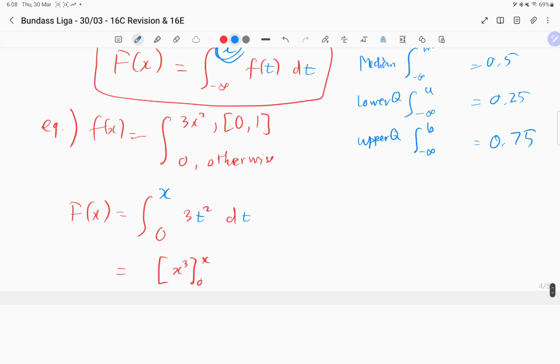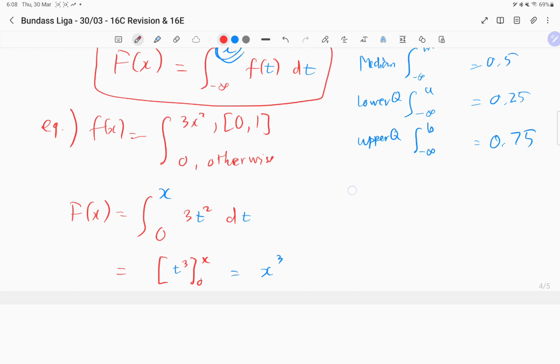At this point, the antiderivative would be t cubed. Now when you substitute the limits x and 0, it is a bit less confusing. It'll be x cubed minus 0, which is just x cubed. So what does that mean? Big F of x would be x cubed.